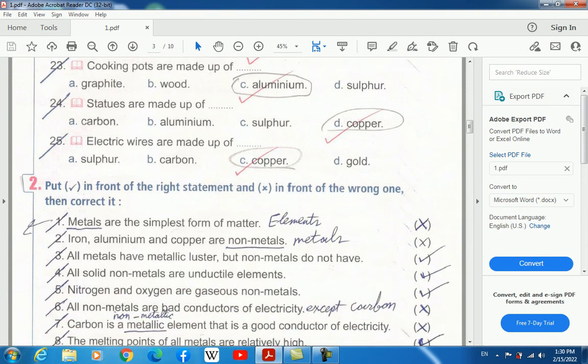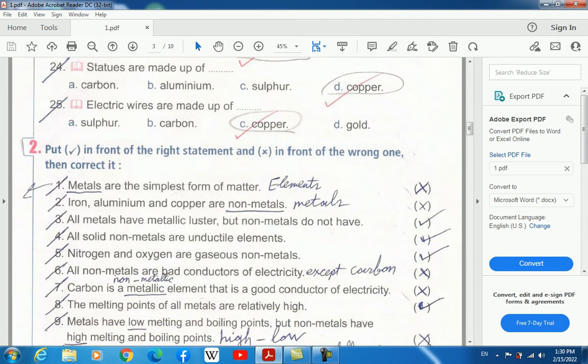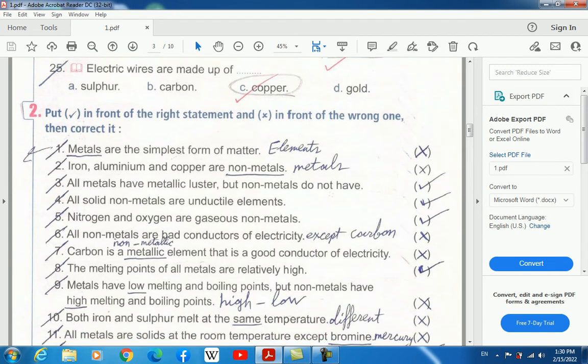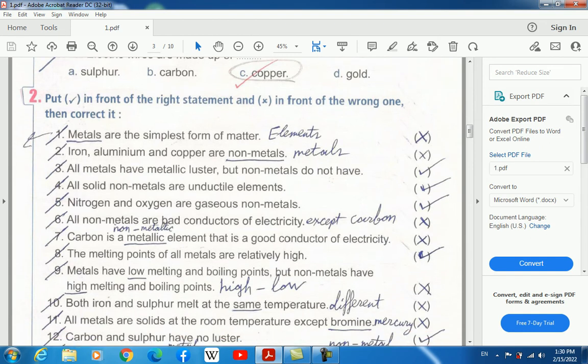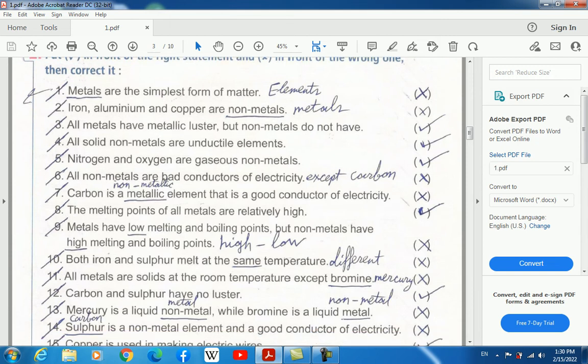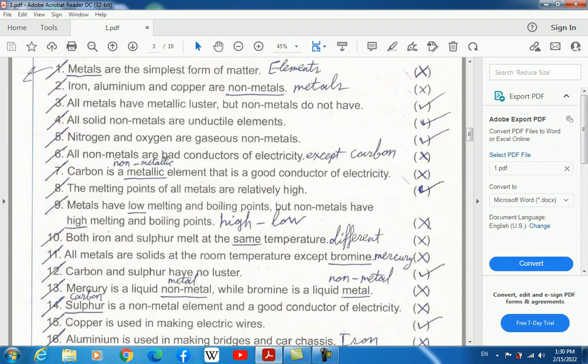23. Cooking pots are made up of aluminium. 24. Statues are made up of copper. 25. Electric wires are made up of copper. 2. Put correct in front of the right statement and cross in front of the wrong one, then correct it. 1. Metals are the simplest form of matter.